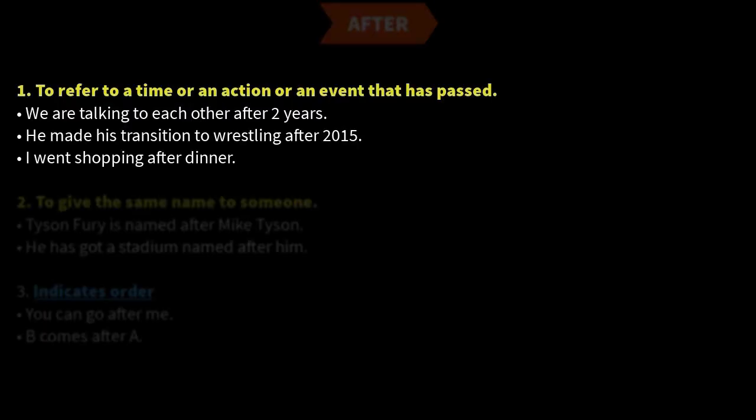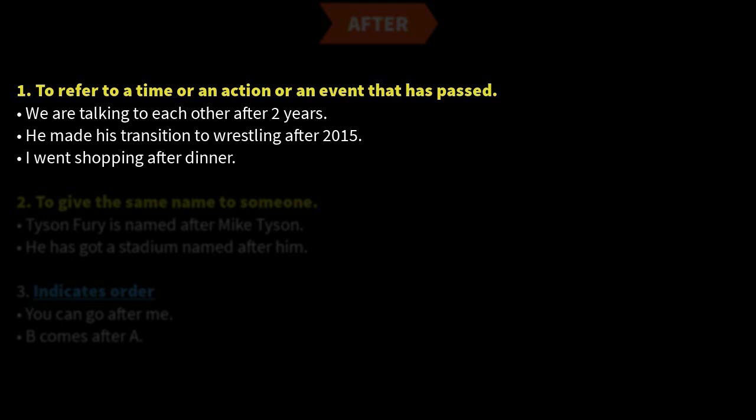Let's talk about the next preposition, after. After is a very simple preposition. Usage number 1 is to refer to a time or action or event or anything else that has passed. Alright, let us look at some examples. We are talking to each other after 2 years. He made his transition to wrestling after 2015. So after this point of time, which is 2015, he made his transition to wrestling.